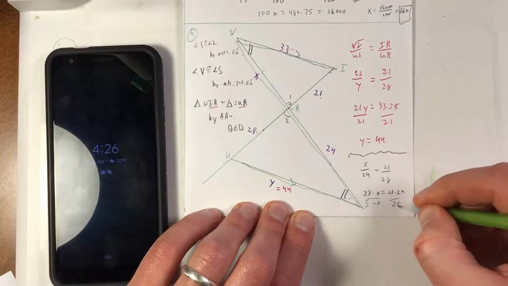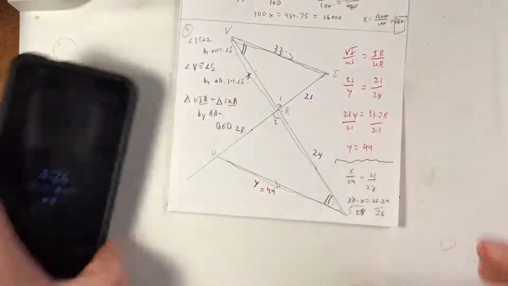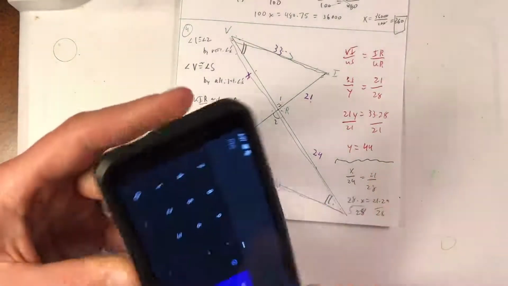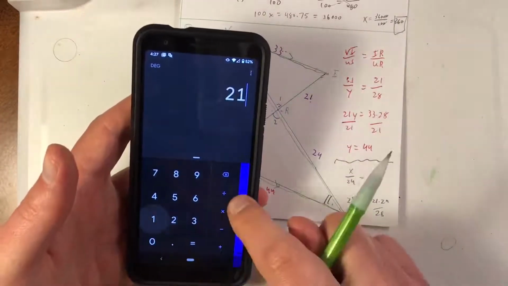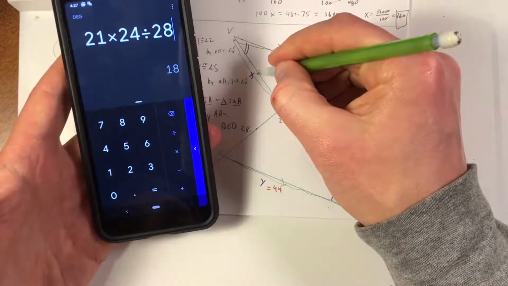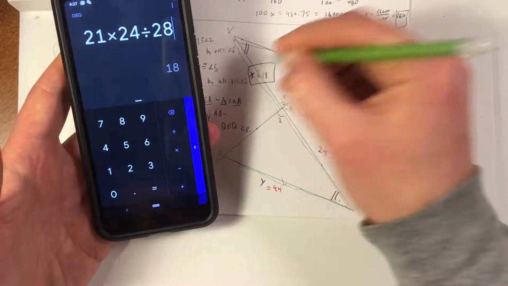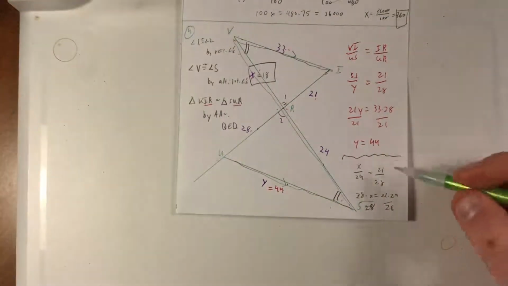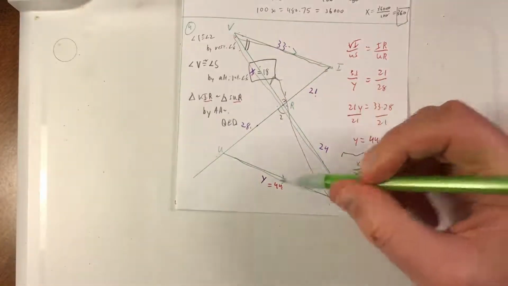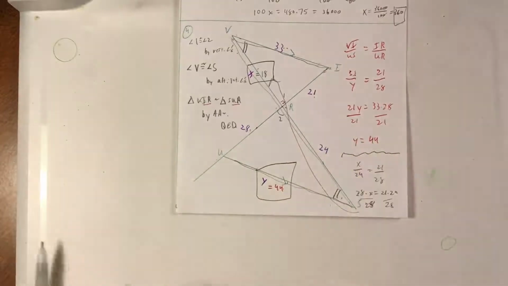Divide both sides by 28. And let's see how we're doing here. 21 times 24 divided by 28, 18. So X is 18, Y is 44. There you have it. That's 4 of the most common ways that you might have to solve for a missing side on similar triangles. Good luck.